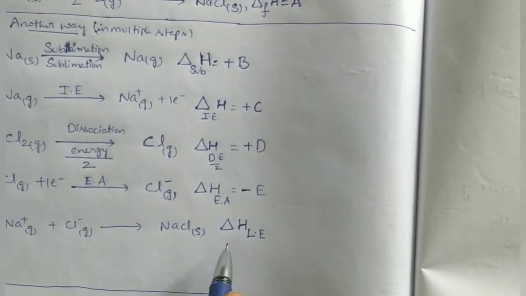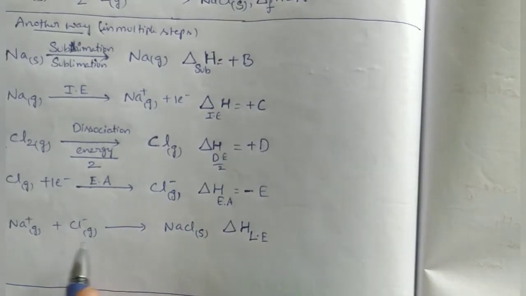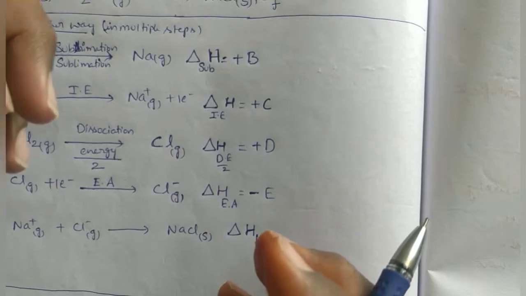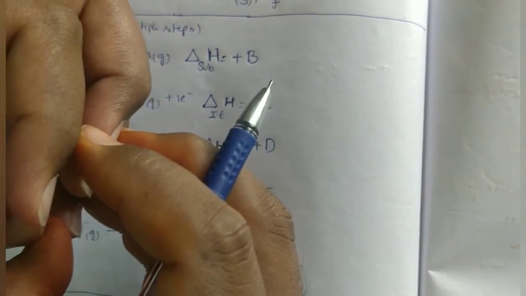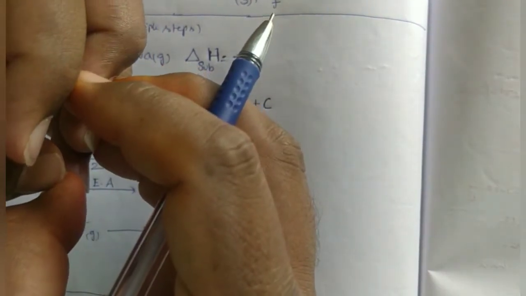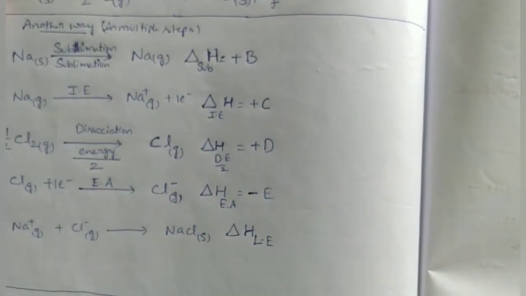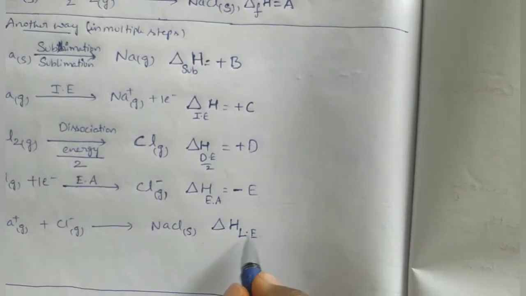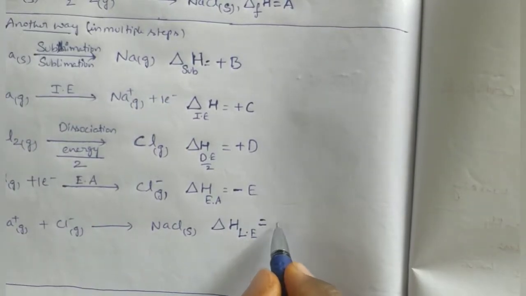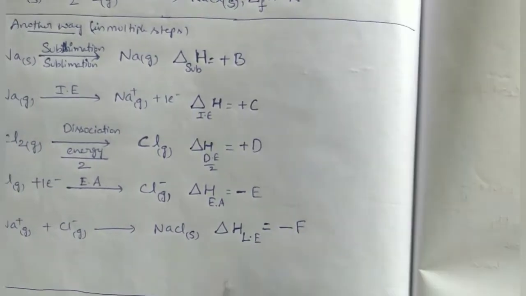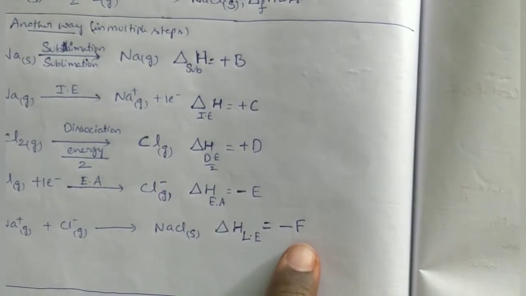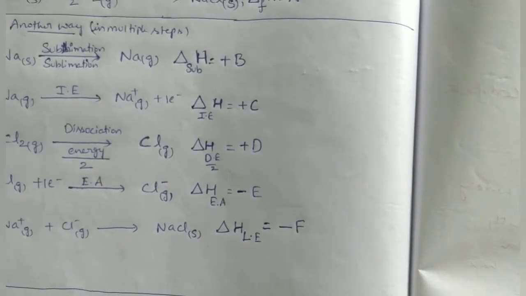I will explain this lattice enthalpy in next coming classes clearly. First, you can see that one. This positive charge and negative charge are attracted by electrostatic forces. Because of that electrostatic forces, while they are combining to form NaCl, energy will be released. That is called lattice enthalpy. Delta H is equal to minus F. Energy is released, I have told it as minus F.